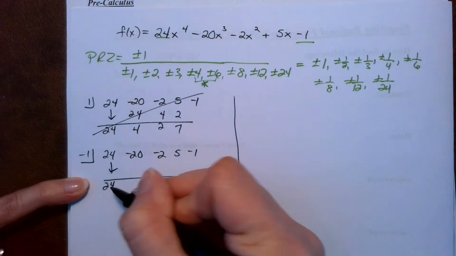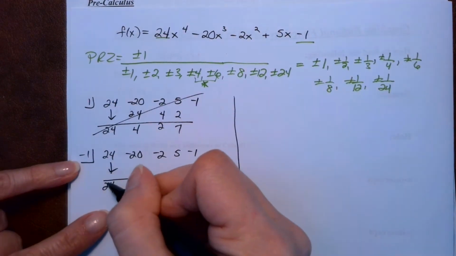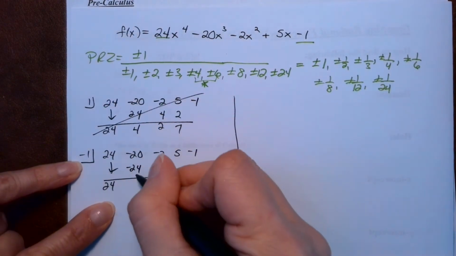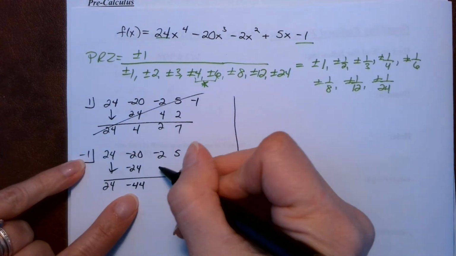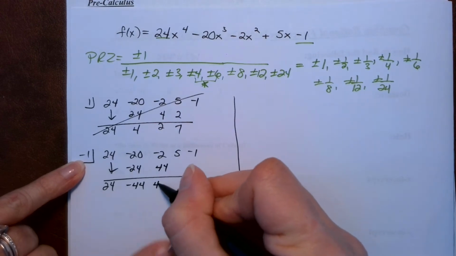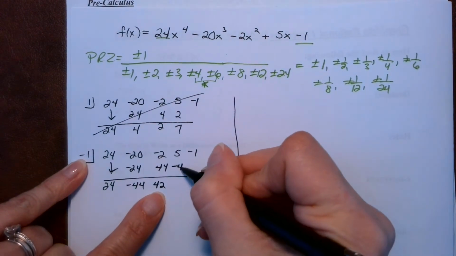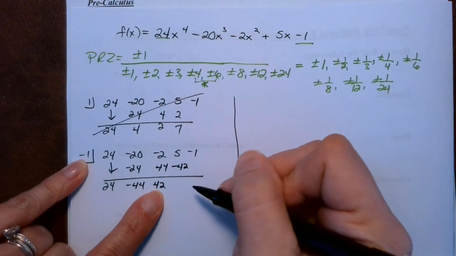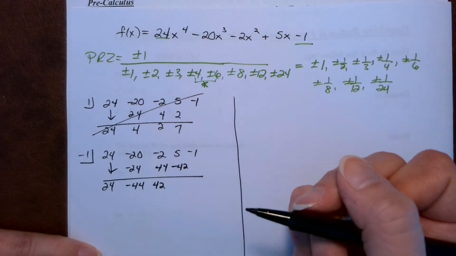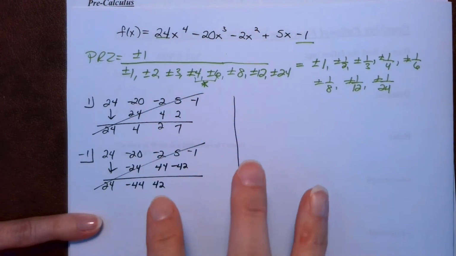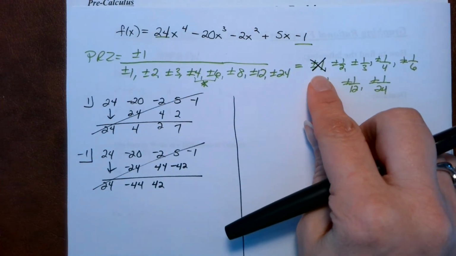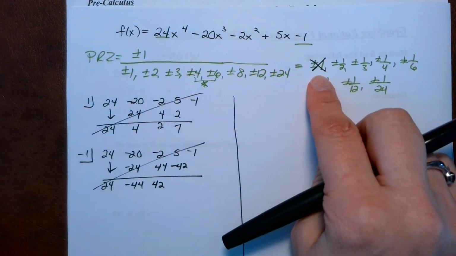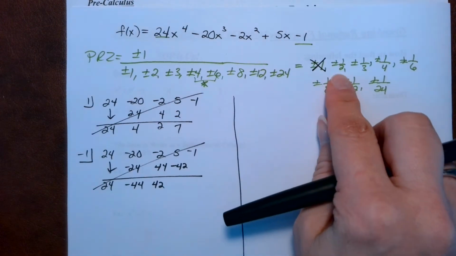Drop down 2. Negative 1 times 2 is negative 2. And this adds to negative 22. Negative times negative is positive, so we have 22. Negative 22 minus 5. There's no way this is going to work. Okay, it did not work. So what I do know is I can totally cross off plus and minus 1. Didn't work now, it's never going to work. All right, let's go to 1/2.